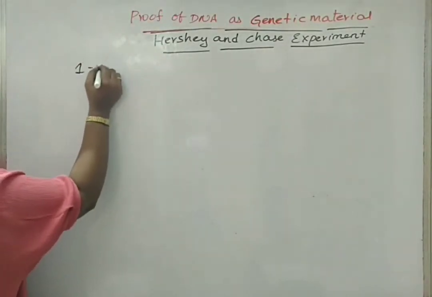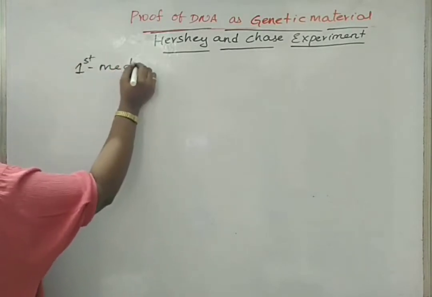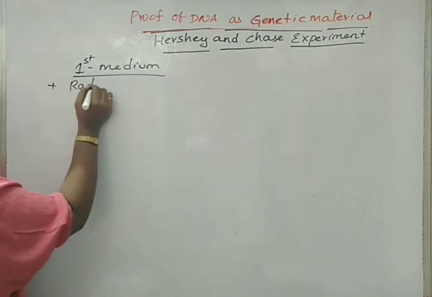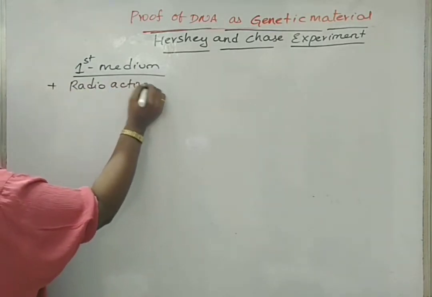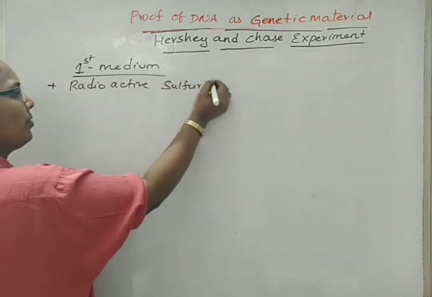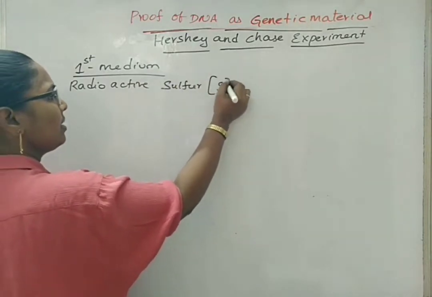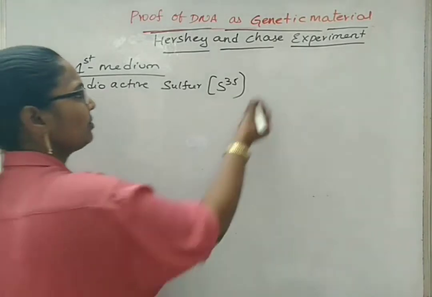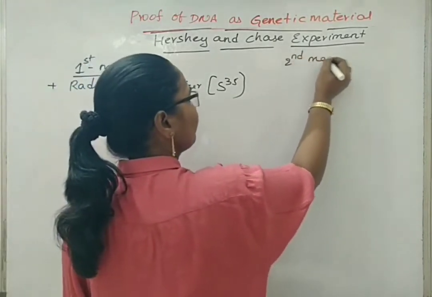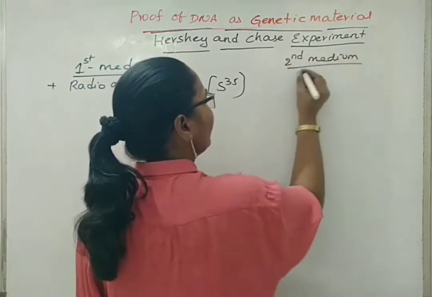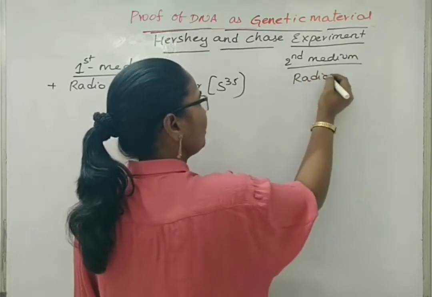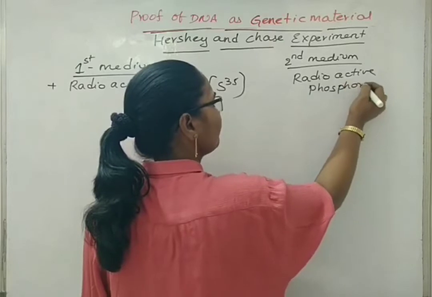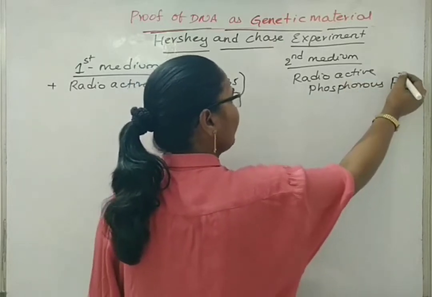Let's take the first medium. We are telling this is included with radioactive sulfur, which is indicated with S35, means this element releases the radiations. Second medium, it includes radioactive phosphorus, which is indicated with P32.